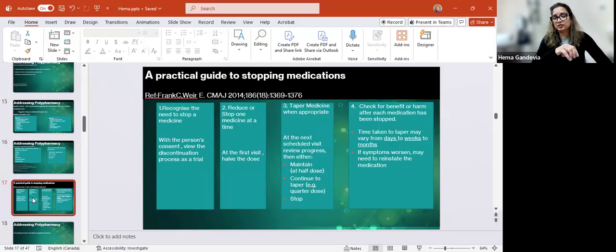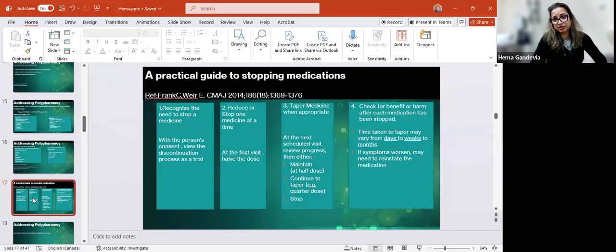Step 1, let's try to see the need to stop a medication. So of course, with the patient's consent, you would start viewing the discontinuation process as a trial. Because if you try to discontinue any medications or deprescribe, and if the patient is not in agreement, it's probably not going to be a successful transition to deprescription. So we need to have both the practitioner and the patient on board for this whole process.